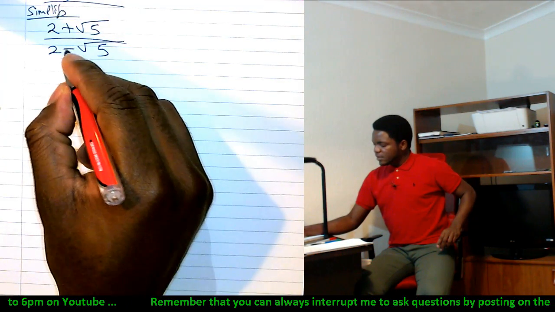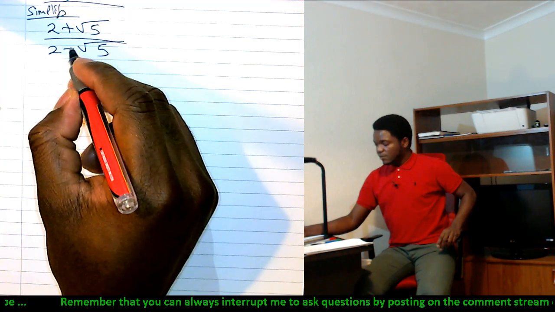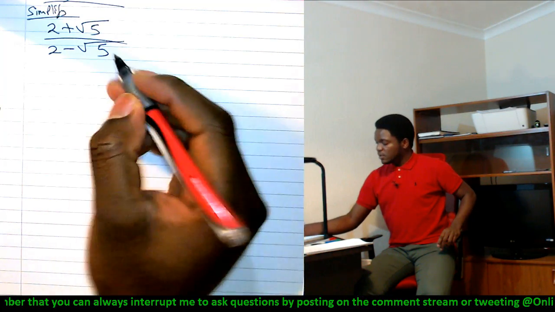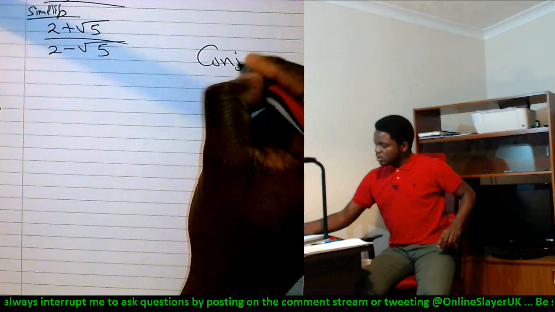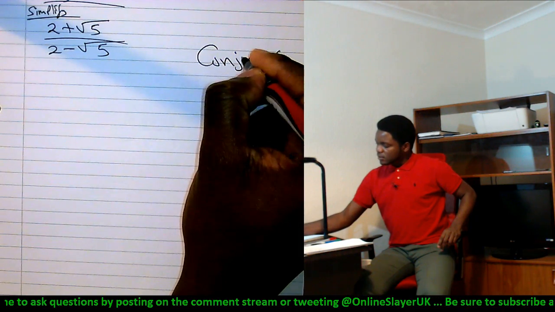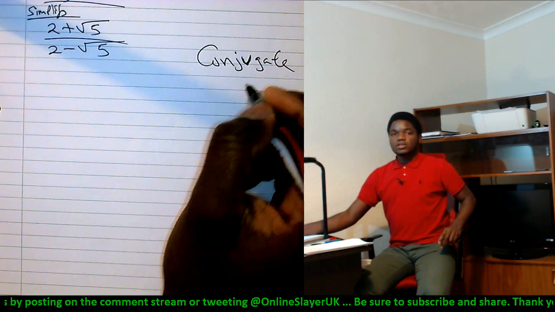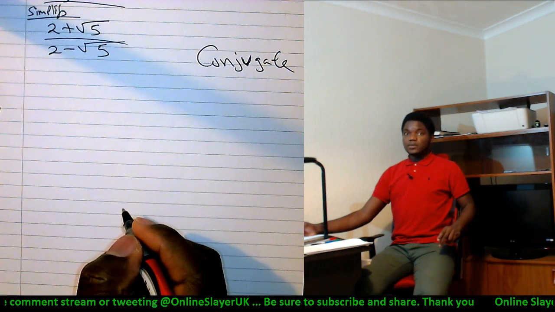If you have a minus here, you put a plus. That's a conjugate. If you have a plus here, you put a minus. And that's the conjugate. That's what a conjugate means. For example, the conjugate of 2 plus 3 is 2 minus 3.